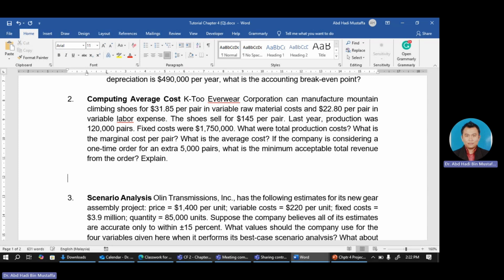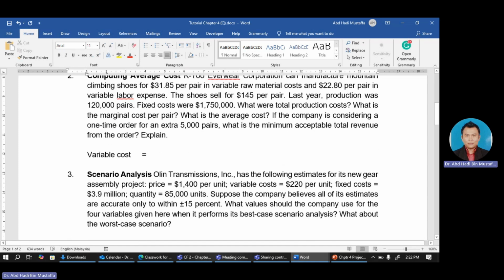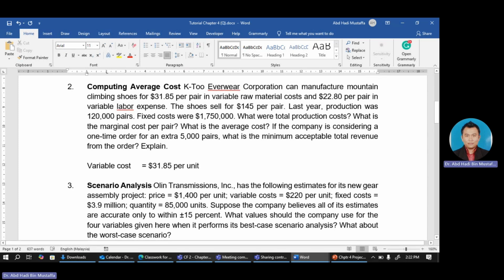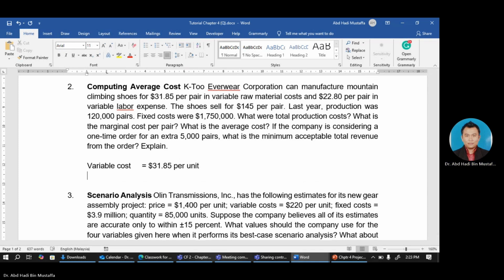Explain. Okay, now, the first thing that you have to do is extract the information first, one by one, because this question gives you all the information in one shot, which is too challenging to look at. Now, what I will do is, you see here, 31.85 stands for variable raw material cost. So you just put variable cost, 31.85 per unit. So that is the first information.